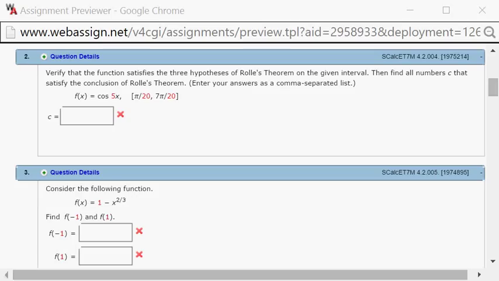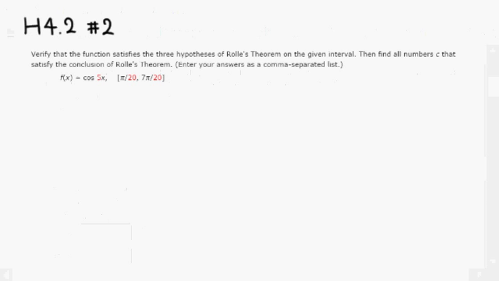Alright, let's look at homework 4.2, problem number 2. Verify that the function satisfies the three hypotheses of Rolle's theorem. Alright, so you have a cosine of 5x, so this is continuous and differentiable over this interval, so there's no problem.